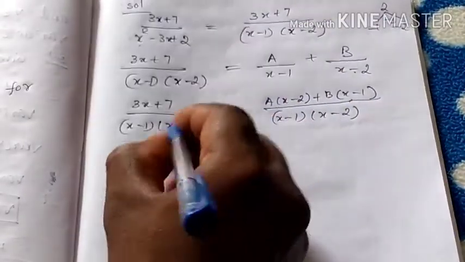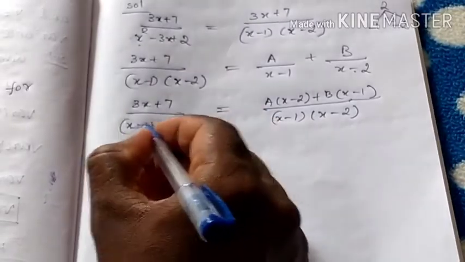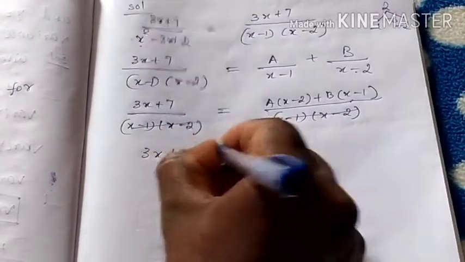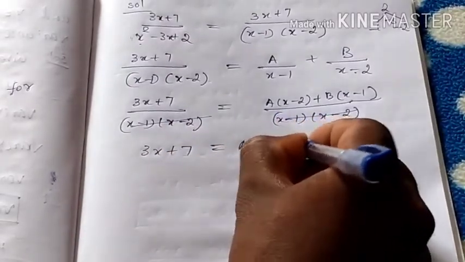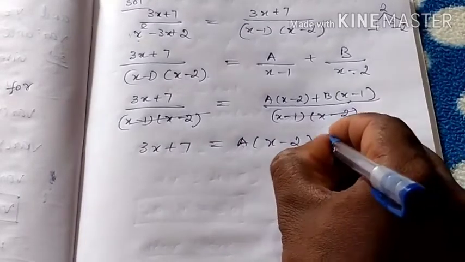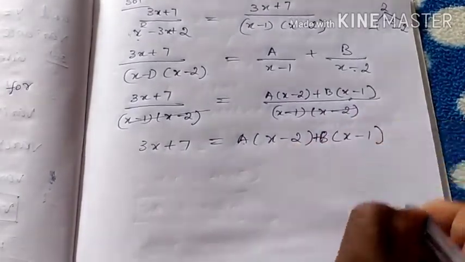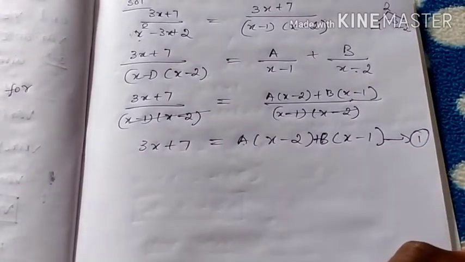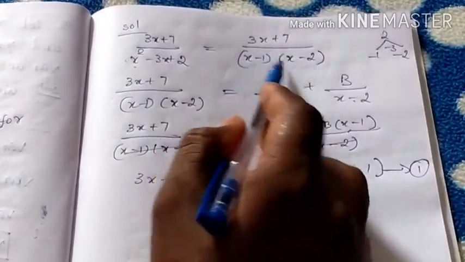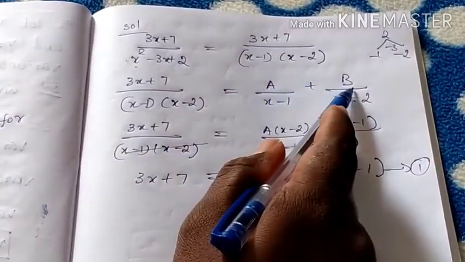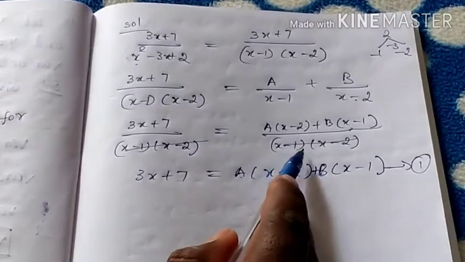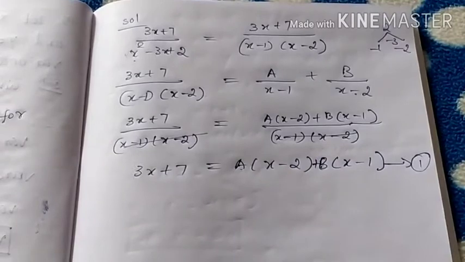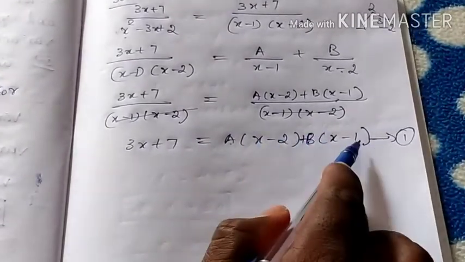Here using the cancellation law, the denominators are the same. The remaining values are 3x plus 7 equal to a into x minus 2 plus b into x minus 1. This is equation number 1. Have you understood? The first step is factorizing the denominator. The second step is introducing the constant values. Then the third one is making the cancellation of the denominator. Now we get the equation.